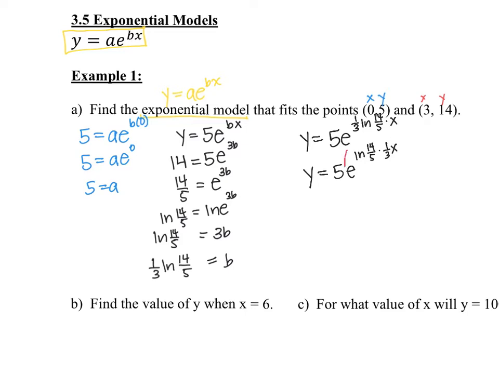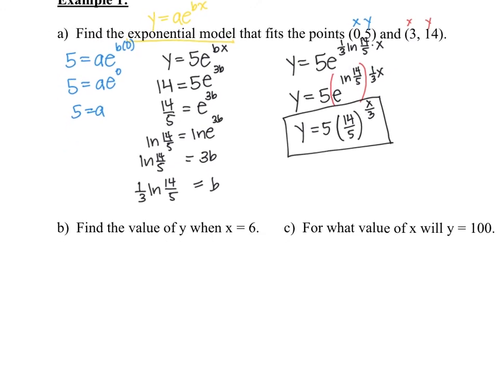The reason I do this though is because if I have e to the ln of 14 over 5, I can simplify that. The e and the ln kind of cancel out, but the 14 over 5 comes down. And then I have the 1/3 x in the exponent spot left there. I'm just going to rewrite it as x over 3 so it looks a little nicer. And this is going to be my specific, particular equation for this scenario.